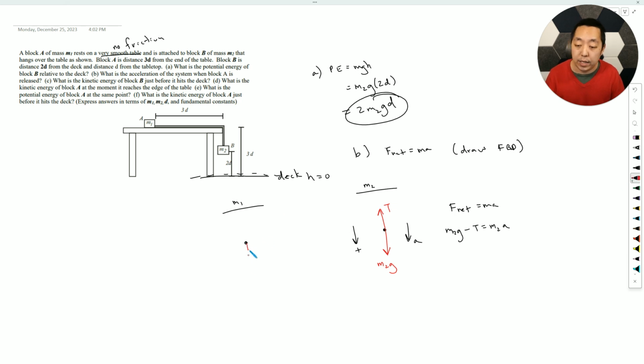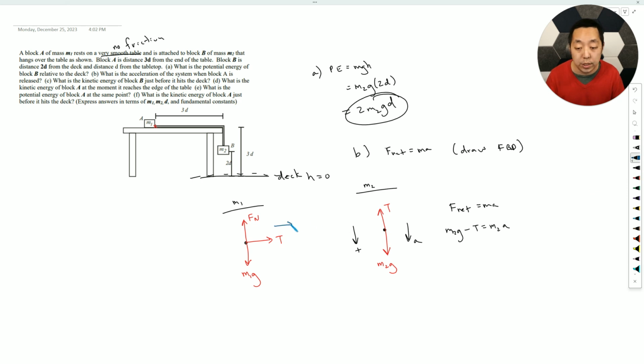It has gravity acting downward towards the center of the Earth. Then it has a table touching it, but it has no friction. So it just has a normal force, but no friction with the surface because it's a very smooth table. And then the rope is attached to here, and it's pulling it to the right. And that's the free body diagram.